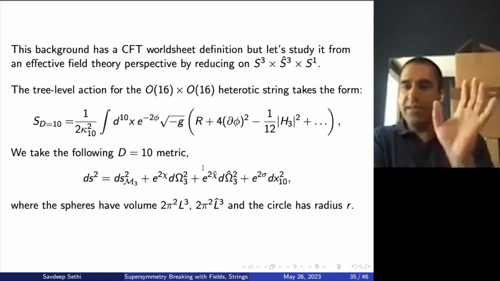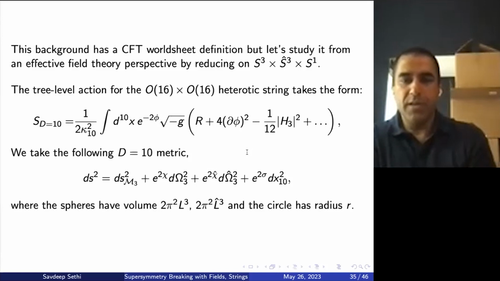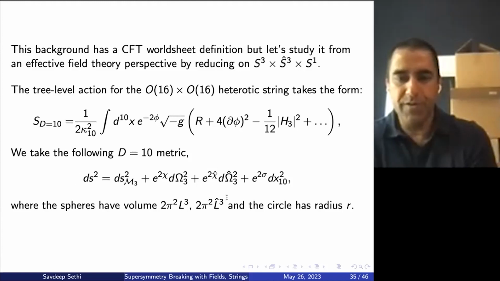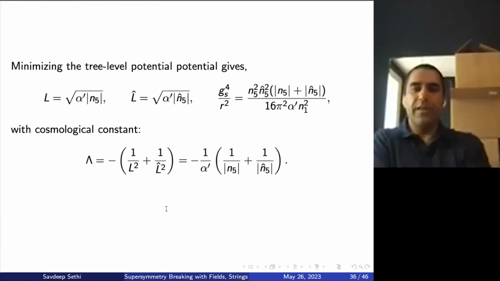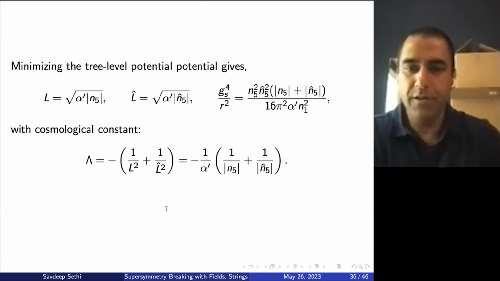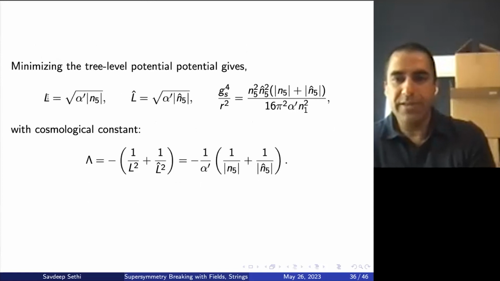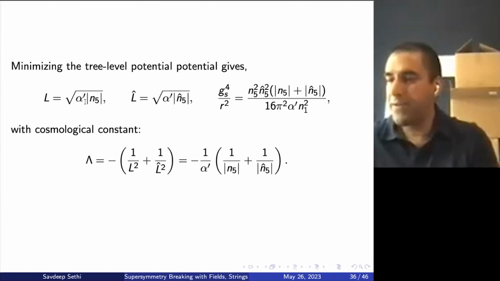This background is NS purely, so it has a nice worldsheet description. Let's just study it from a space-time perspective. So Einstein-Hilbert plus dilaton plus flux. We take a metric of the form sphere cross circle, and we KK reduce to find some effective potential for the sphere radii and for the dilaton. When you do this and minimize, you find, as you would expect, the size of the spheres, L and L hat, are set respectively by the flux quantum numbers, N5 and N5 hat.